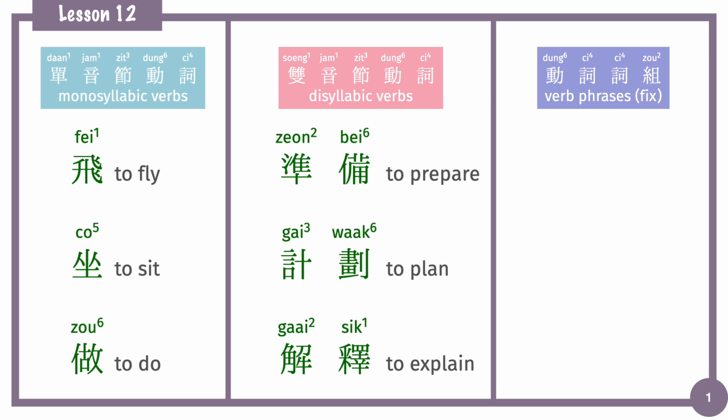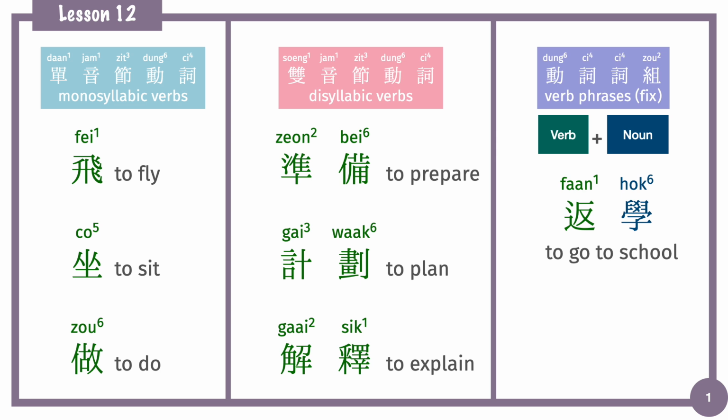And then the third type is 動詞詞組. They are verb phrases. They are collocations of a verb and a noun, such as 返學. 返學 means go to school. Originally, it is made of the verb 返 meaning to go back, and 學 is the noun, meaning 學校. So 返學 is go back to school. And 瞓覺, this word means to sleep, but only the first word 瞓 is the real verb, and 覺 is the noun, meaning sleep.